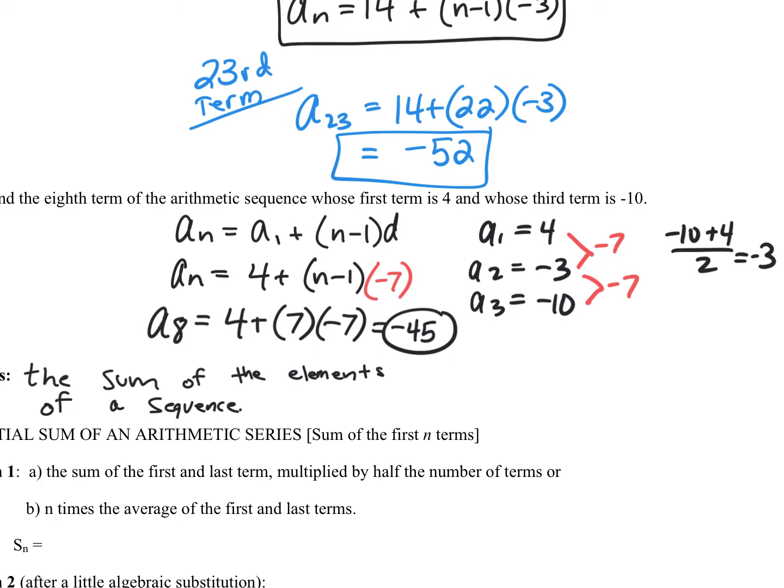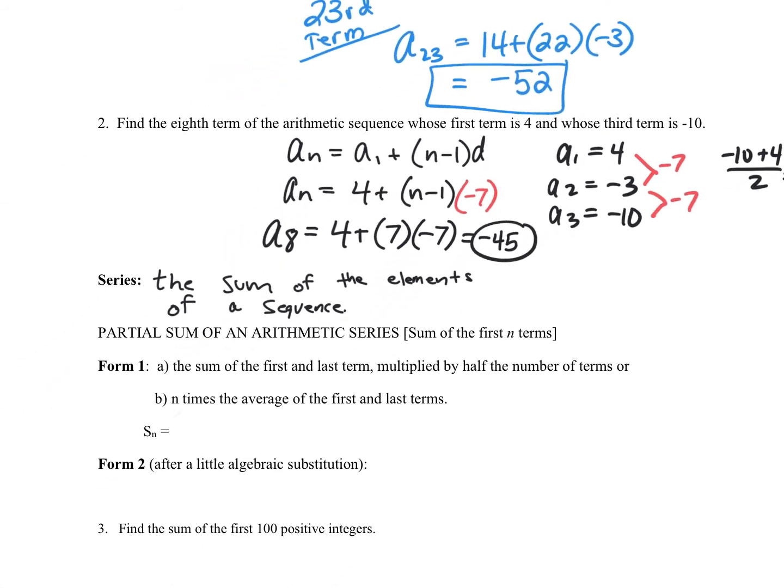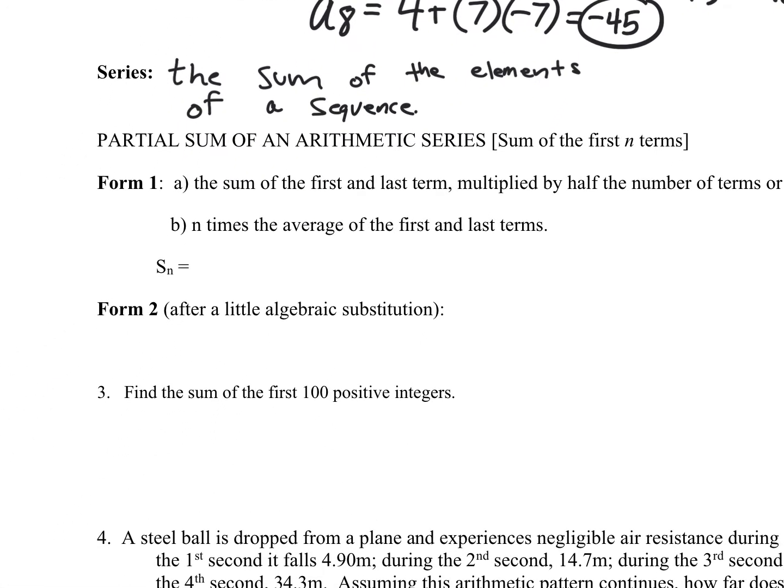These arithmetic sequences are relatively straightforward and simple. They're arithmetic or linear, so there's not too much complexity here. One thing we can do with them is to create a series. A series is the sum of the elements in a sequence.